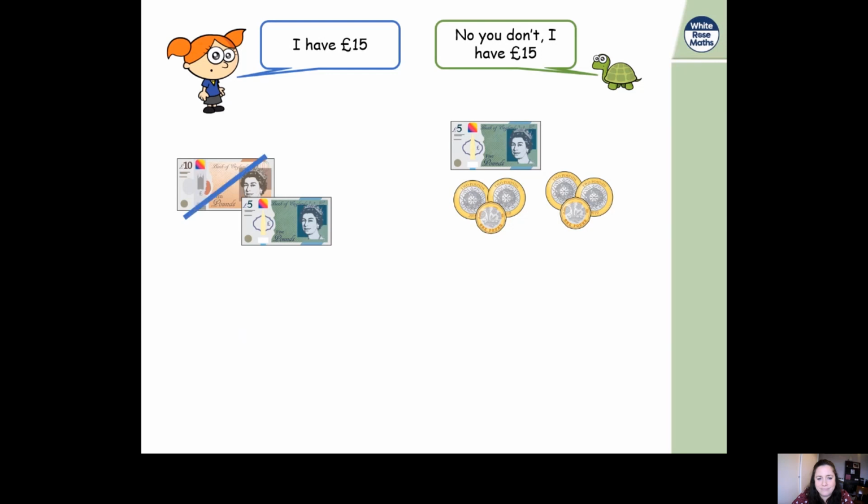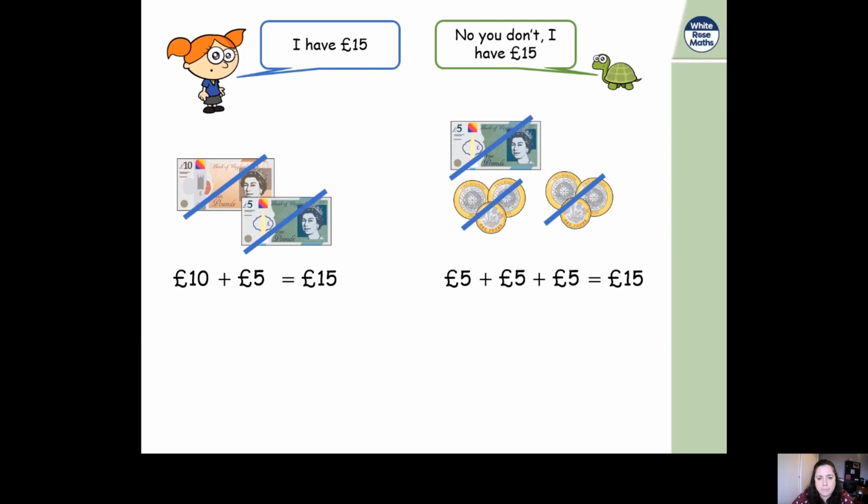Alex is adding up the money she has. £10 plus £5 is £15. She does have 15. Tiny has £5, and then two £2 coins and a £1 coin. That makes 5 as well. And another two £2 coins and a £1 coin is another 5. So 5 plus 5 is 10, plus another 5 is 15. You both have £15, so there's no need to fall out.